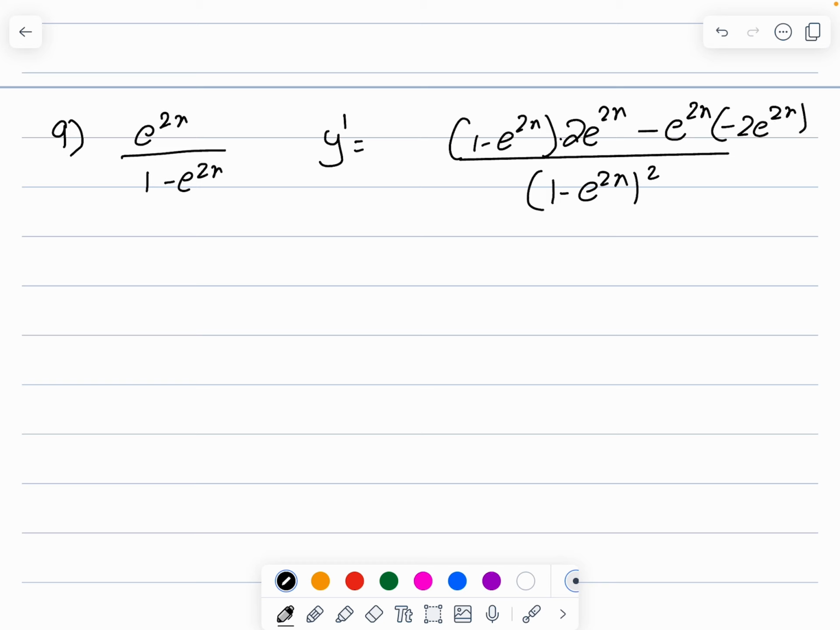Then simplify that. What you should be getting is 2 e power 2x divided by (1 minus e power 2x) whole square. That's the answer for that particular question.